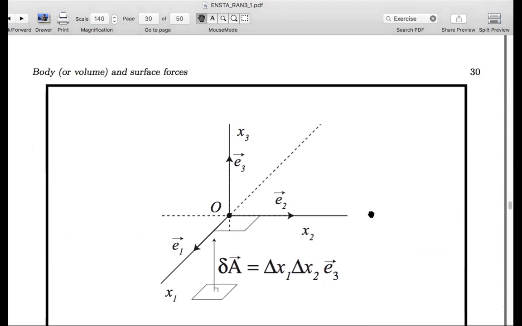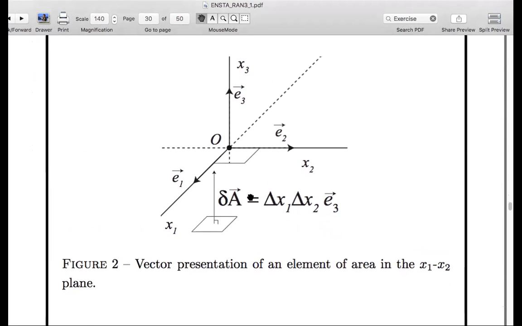So here's a vector. Or it's a little element of area, because for us, we're always going to be dealing with little elements. Delta A is a little area, and the magnitude of this area is just the length in the x1 direction, delta x1, times the length in the x2 direction. I'm not so gifted at these perspective diagrams, but this little square is supposed to be a square in the x1, x2 plane, with sides parallel to the x1 and x2 axes. So its area is delta x1 times delta x2. That gives the magnitude of the area.